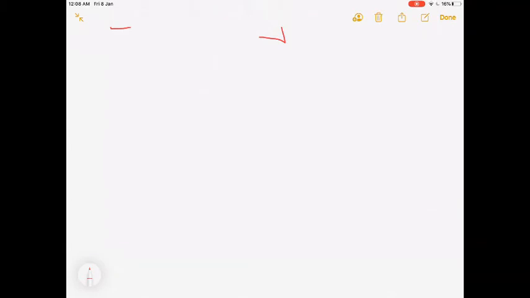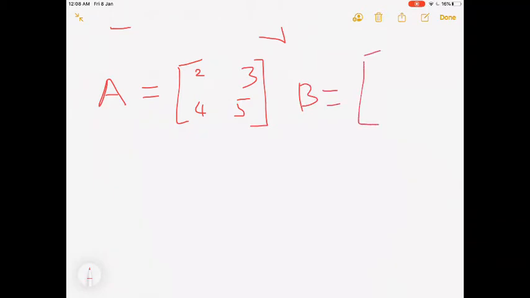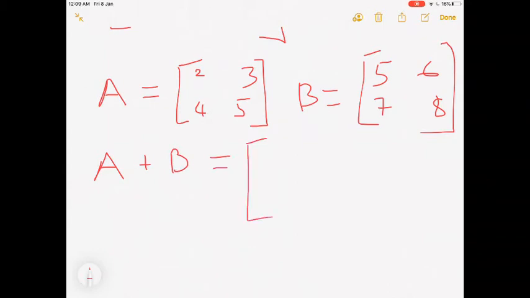To add matrices, assuming you have a matrix A with the members 2, 3, 4, 5, and another matrix B with the members 5, 6, 7, 8, and you are asked to find the sum of the two matrices. Simply add each matrix at the same position. So 2 has the same position as 5. You have 7. 3 has the same position as that, then you have 9. 4 and 7, you add them up to get 11. 5 and 8 could be added to get 13.